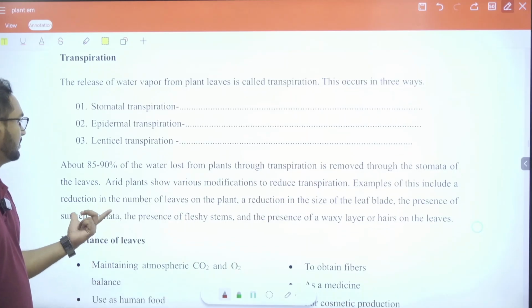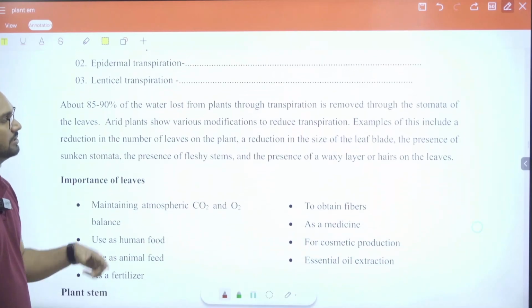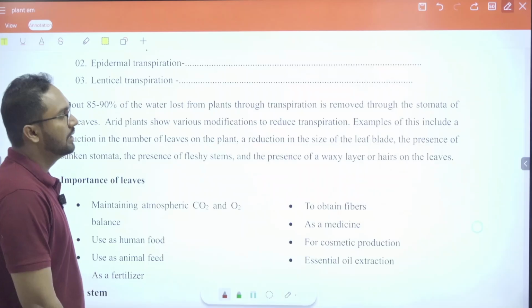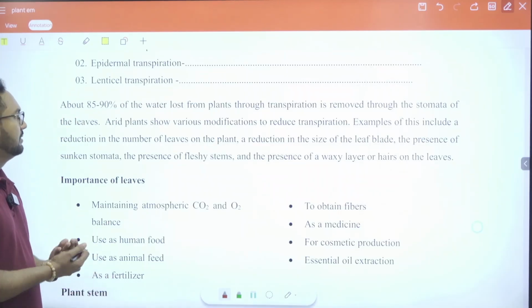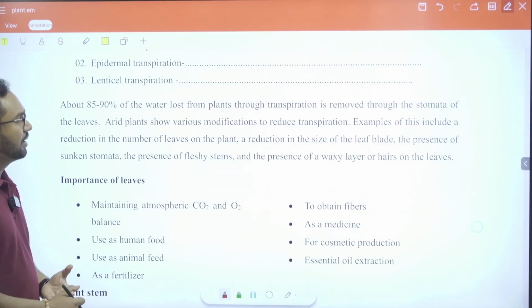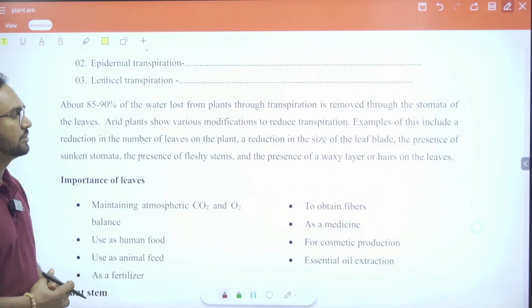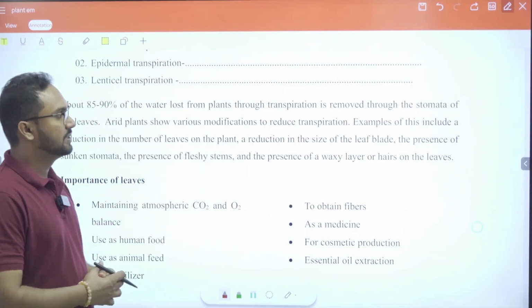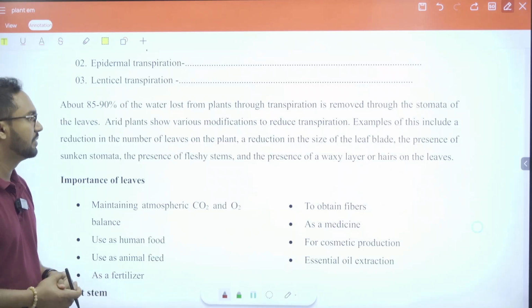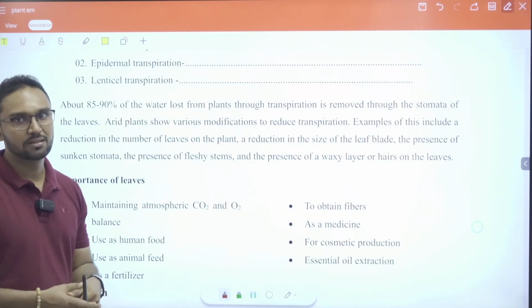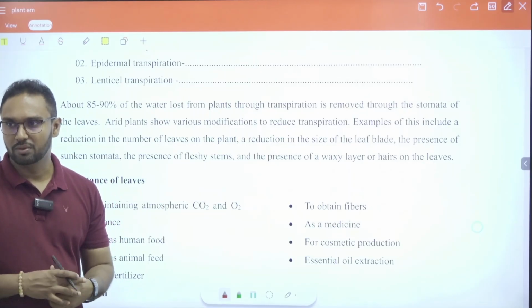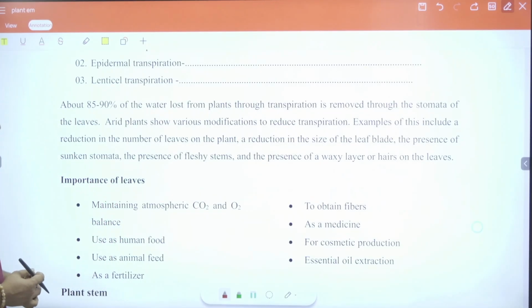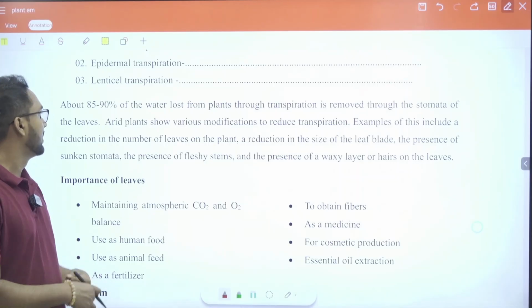About 85 to 90% of water lost from plants through transpiration is removed through the stomata of the leaves, right? So, the 80% to 90% happens through the leaf stomata, and arid plants show various modifications to reduce transpiration. Examples of this include a reduction in the number of leaves. Now, the arid plants are the plants there in the more sunny areas like Kurunegala, Polonnaruwa sort of areas, right? So, they have to stop transpiration because they lose much of water and they don't have much of water.